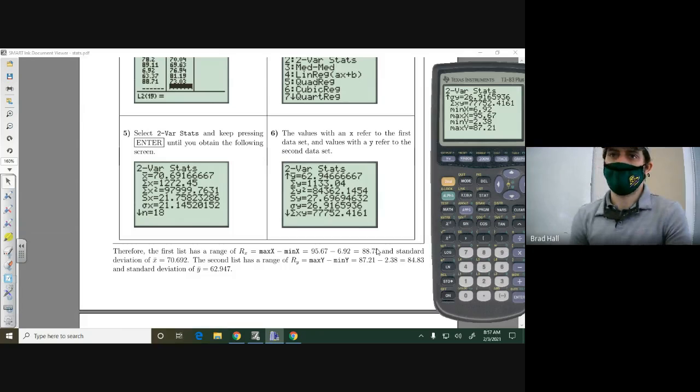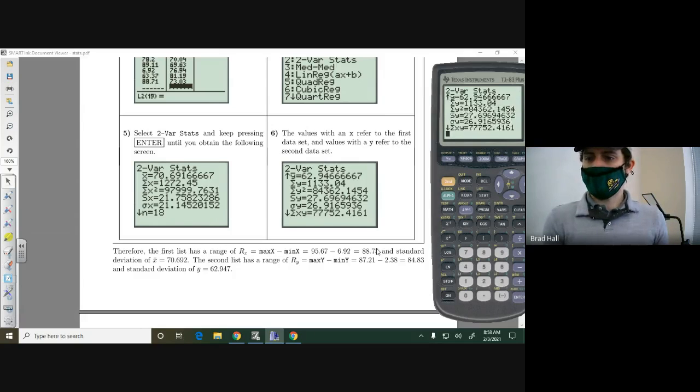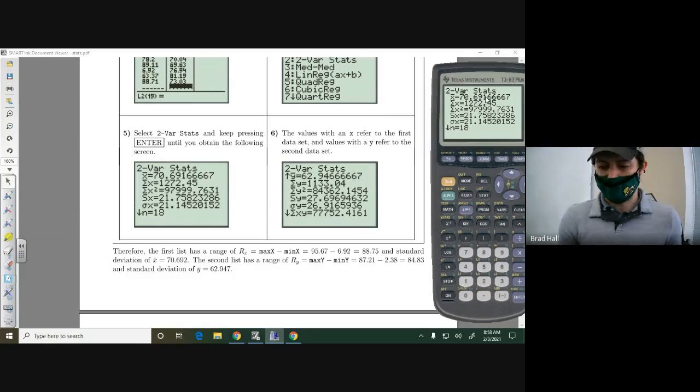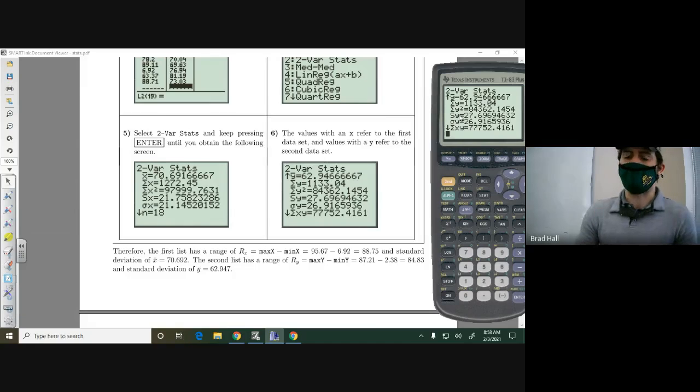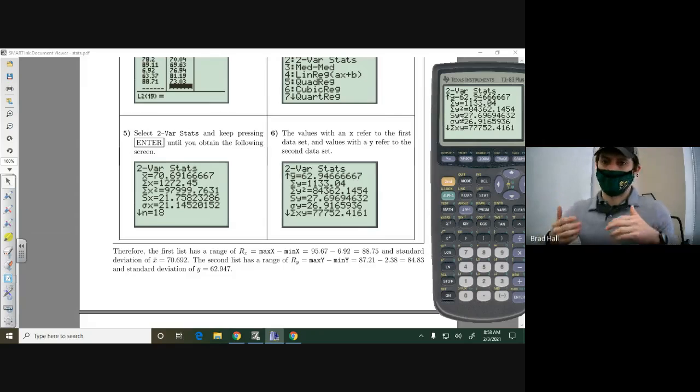And then the standard deviation for the first list is denoted by s with a subscript x. If you scroll up, you will see that that is in fact 70.692; I rounded to 3 decimal places for no reason. And if you want any information about the second data set, you look at the y values, and they're notated the same exact way. There's an s next to the y, so that's why they put those variables next to the symbols, to distinguish in case you have more than one variable or data set being analyzed at a time.